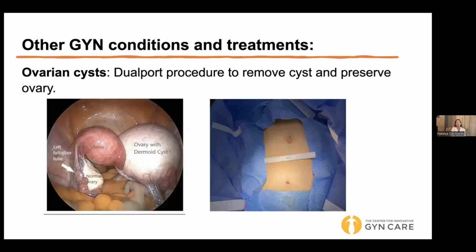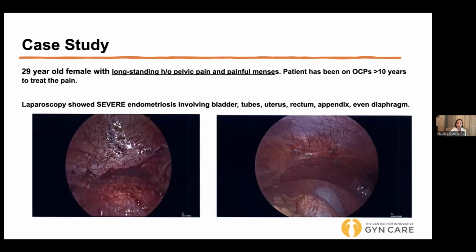Ovarian cysts, right? So we talked about torsion. So you can have a dermoid cyst or some other type of ovarian mass that will cause the twisting of the ovary and can cause pain. So that can be taken care of with a minimally invasive procedure, depending on the patient's age or what type of cyst it is. Sometimes we remove the entire ovary, but a lot of times the ovary can be preserved and only the cyst removed with just 2 small incisions.